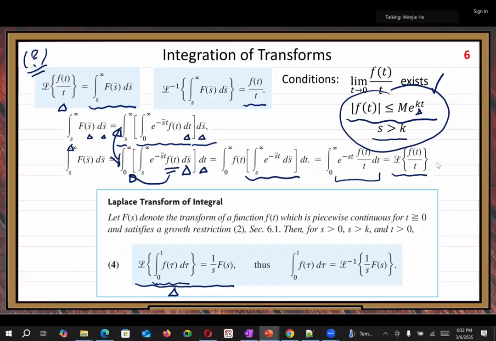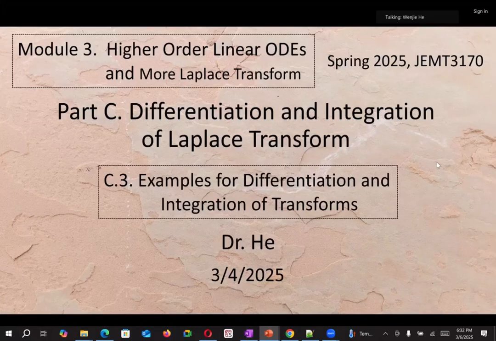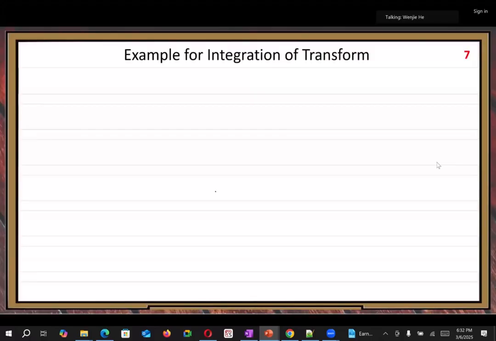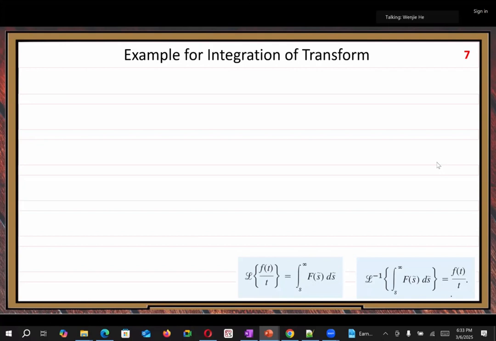Now we have another good formula, another pair of formulas we can use. C.3, examples. Since we just derived two pairs of important formulas, now we need to use these two new formulas to solve some problems. Examples. Integration of transform, that example first. Let's copy the formula below.